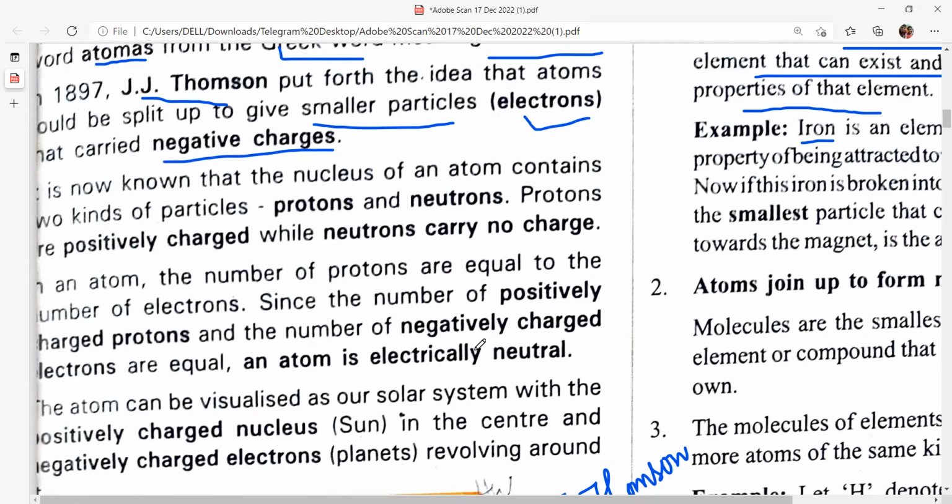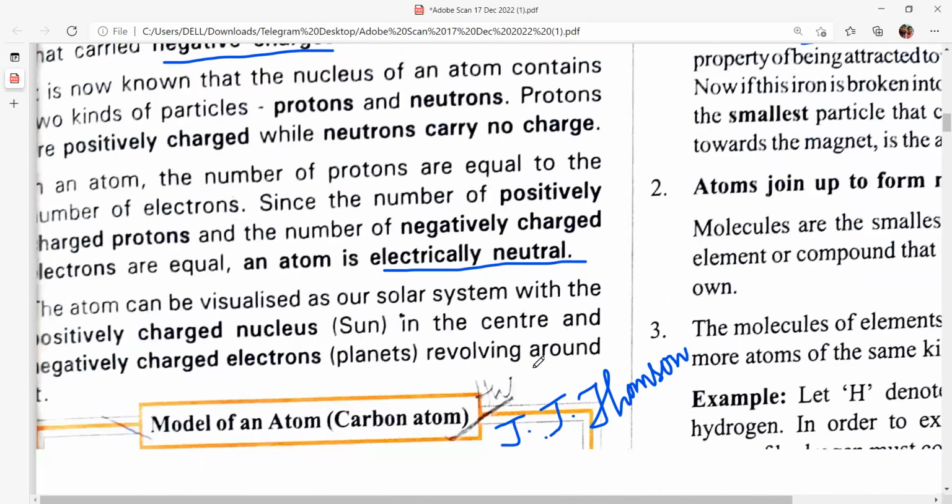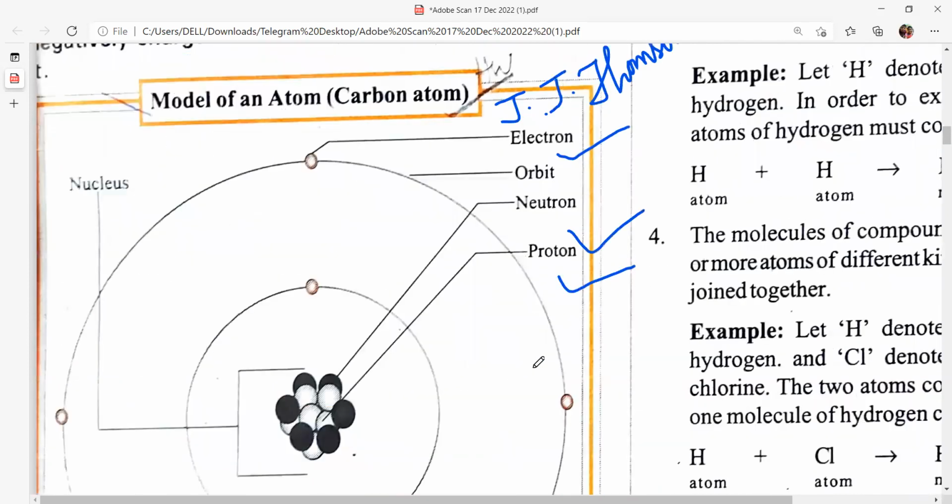Without the presence of positive charge, that body will not be called neutral, and every atom is electrically neutral. So how will it be electrically neutral? By the presence of positive charge, and that positive charge is called proton. See, these white structures you are able to see, that is a proton.